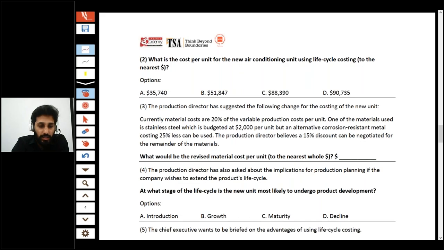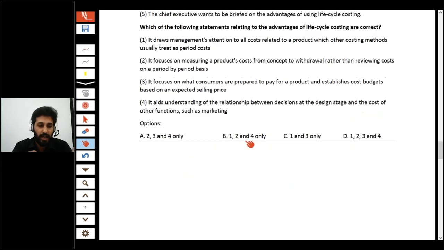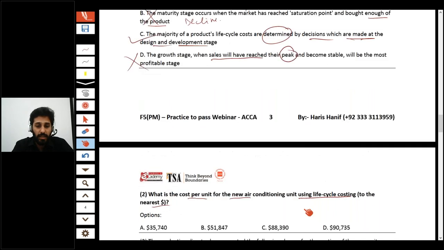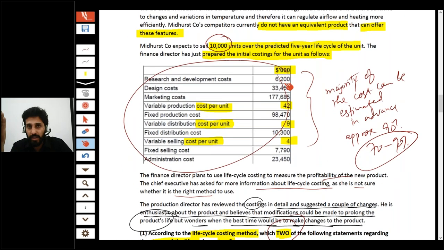Number two, what is the cost per unit of the new air conditioner using life cycle costing, to the nearest dollar? I am solving this question here in this PDF file, so that I will be able to save it. What is the cost per unit using the life cycle costing? And remember, just click the picture, or you have the handout on your mobile phone or laptop. These are the costs, but this is the per unit cost. I will be using a different color for per unit cost, so you need to calculate it accordingly. I have already written down these costs, so that I have to solve it.